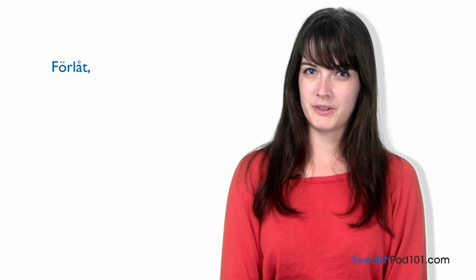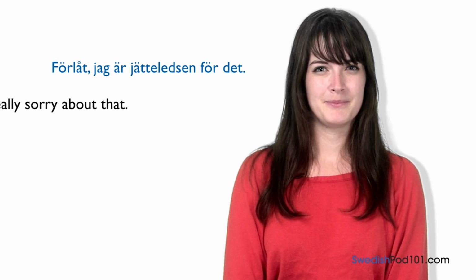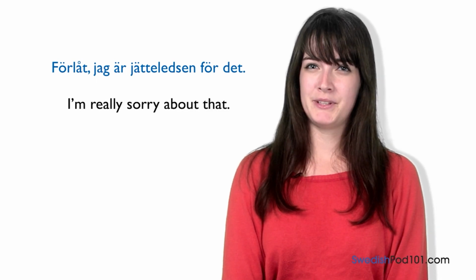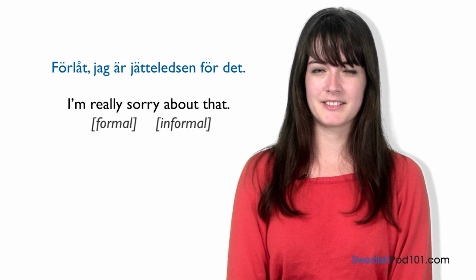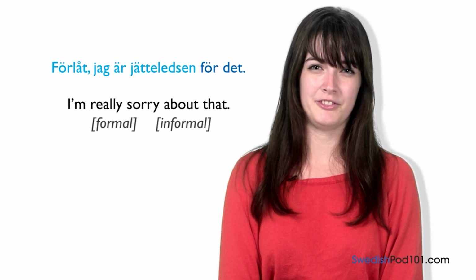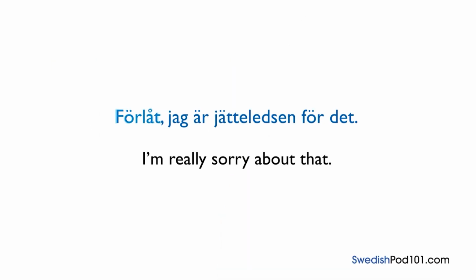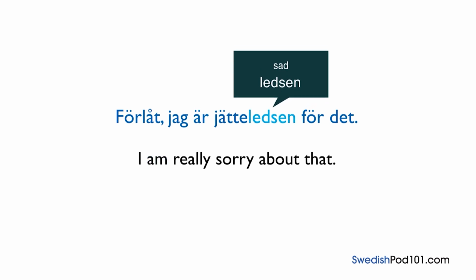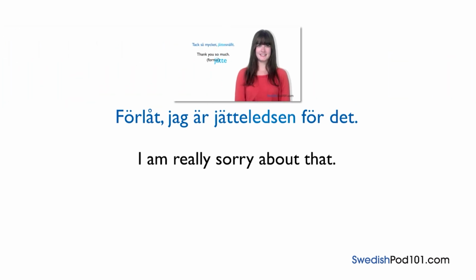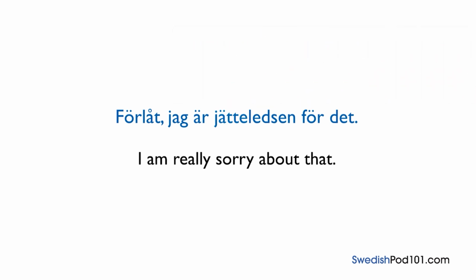The phrase förlåt, jag är jätteledsen för det means I'm really sorry about that. This can be used in both formal and informal situations. First we have the familiar förlåt. Next we insert a Swedish pronoun for I, jag. Then är, which means am. Followed by ledsen, which means sad. Again, you can see the use of the word jätte in front of an adjective, just like in lesson 2. Finally, we have the phrase för det, meaning about that. Förlåt, jag är jätteledsen för det.